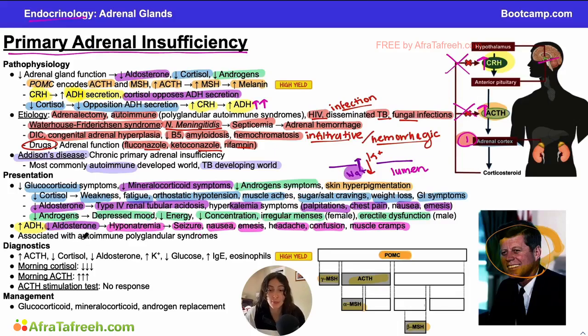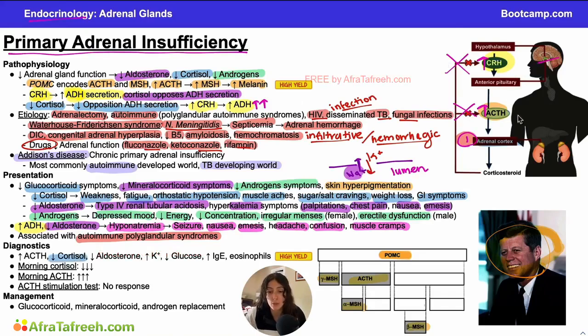And then one final note on the presentation of primary adrenal insufficiency. Primary adrenal insufficiency is often associated with autoimmune polyglandular syndromes. So look out for problems with other organs in the endocrine system if you see someone with primary adrenal insufficiency, especially if it's autoimmune. Now, the diagnostics for primary adrenal insufficiency, I think, are pretty easy to figure out if you just keep in mind this pathway over here.